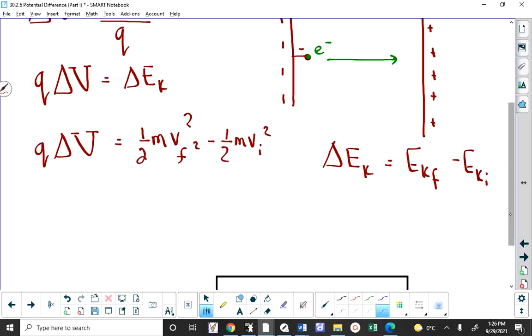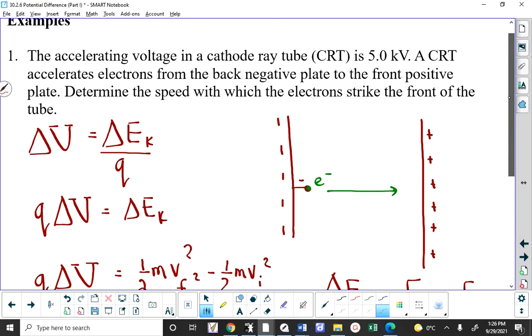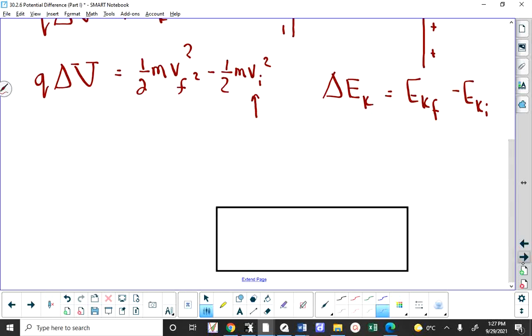Now, if it starts from rest, which it does in this question, well, does it actually say? It should probably say, but it's implied. They aren't moving. The cathode ray tube isn't racing through space and then we accelerate them. It's sitting there and the electrons are just falling off. So because it starts from rest, vi is 0. If vi is 0, then this whole thing is 0, so we don't need to write it.